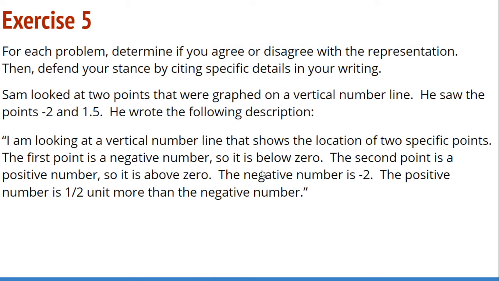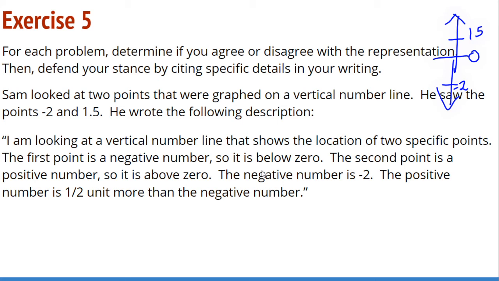All right, looking at exercise 5. So Sam looked at 2 points that were graphed on a vertical number line. He saw the points -2 and 1 5/10. Okay, vertical number line. And I've got -2, and I've got a positive 1 5/10. Okay.